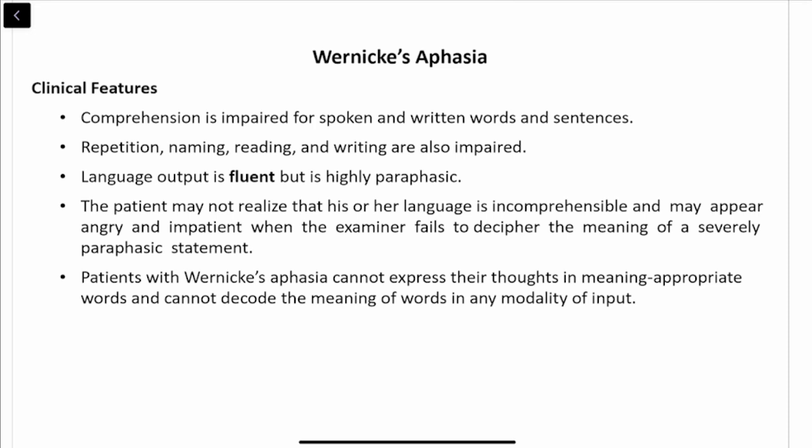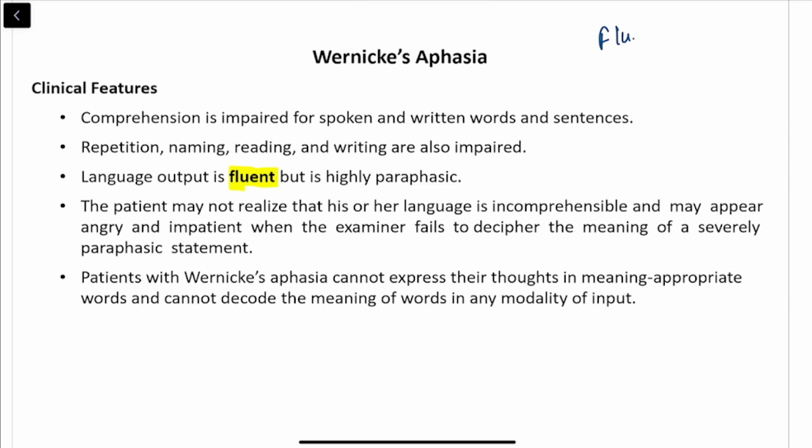What are the clinical features of Wernicke's aphasia? Comprehension is impaired for spoken and written words and sentences. Repetition, naming, reading and writing are also impaired. Language is fluent but highly paraphasic. This is the only thing that you have to remember mainly. That is the only thing which is left in Wernicke's aphasia. Otherwise all the modalities are involved.